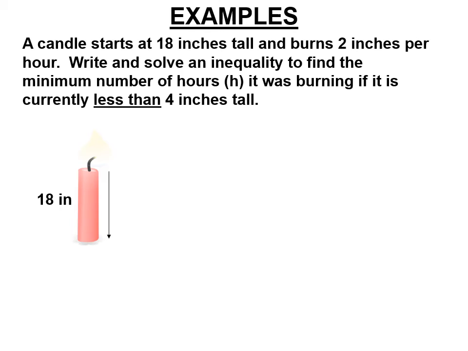Okay, a candle starts at 18 inches tall and burns 2 inches per hour. Now, candles burn down, so we're going to go down 2 per hour, and we're starting at 18. It says, write and solve an inequality to find the minimum number of hours it was burning if it is currently less than 4 inches tall. That's the inequality. We want a less than symbol.